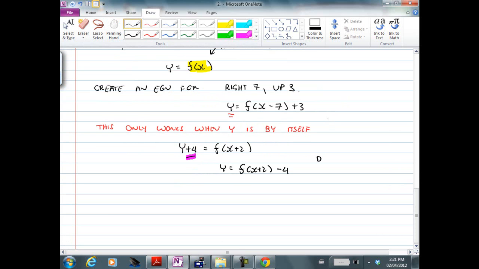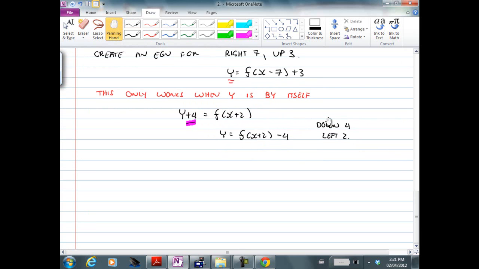This now becomes down 4, left 2. See? I don't even have to think about this. This is not like trig where I have to think and write down sine over cos and other stuff. I don't need to think about that. This is very simple stuff.